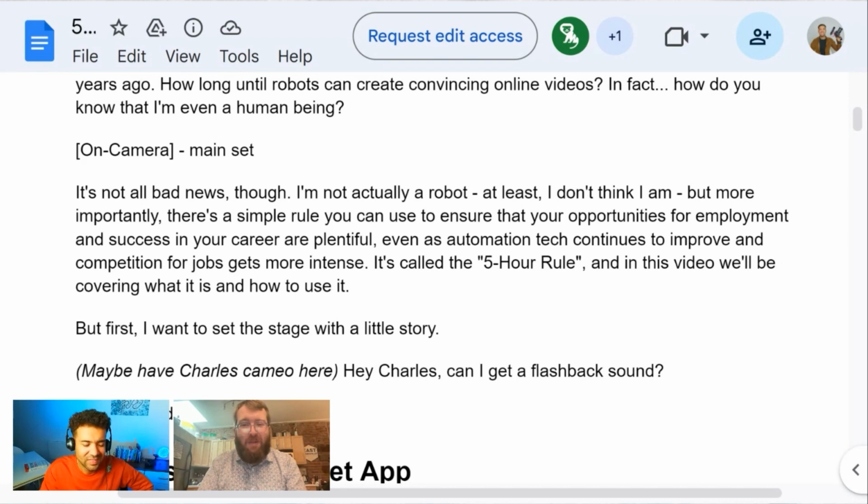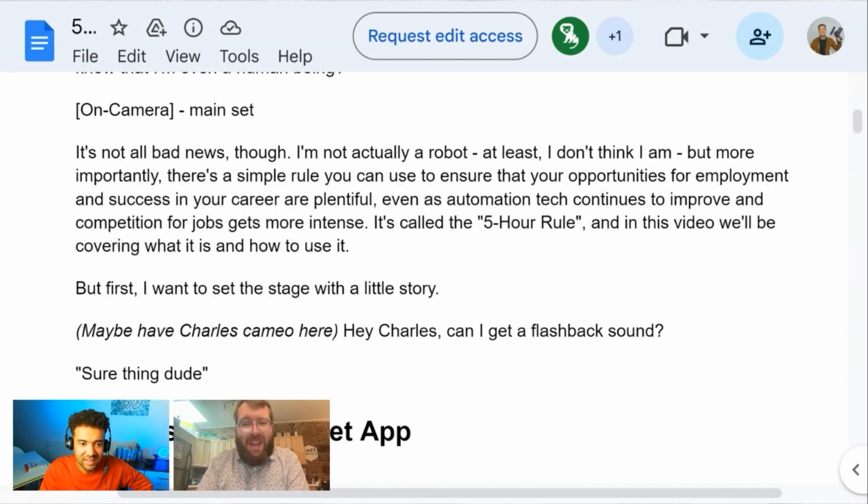So we have a simple rule, right? That's like a good starting point. It's like, okay, well, what could that simple rule be? And then we get the payoff there. Ensure your opportunities for employment and success in your career are plentiful, even as automation tech continues to improve and competition for jobs gets more intense. We've got, again, another angle there too, right?